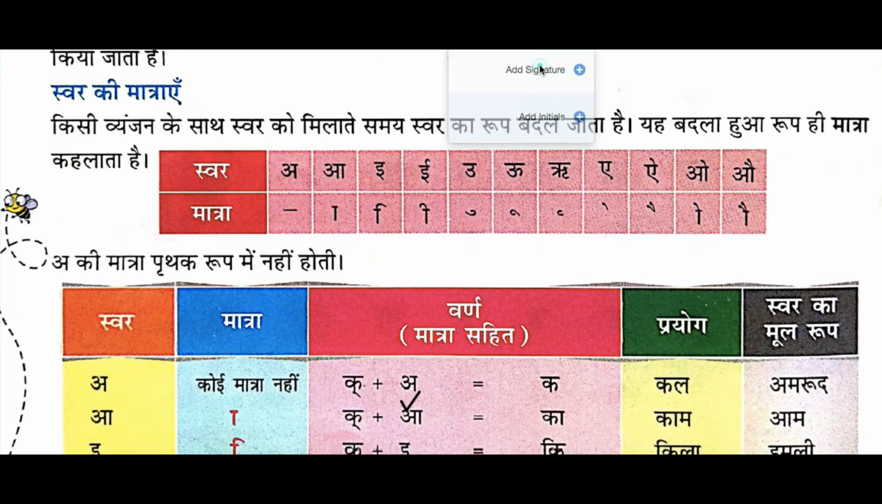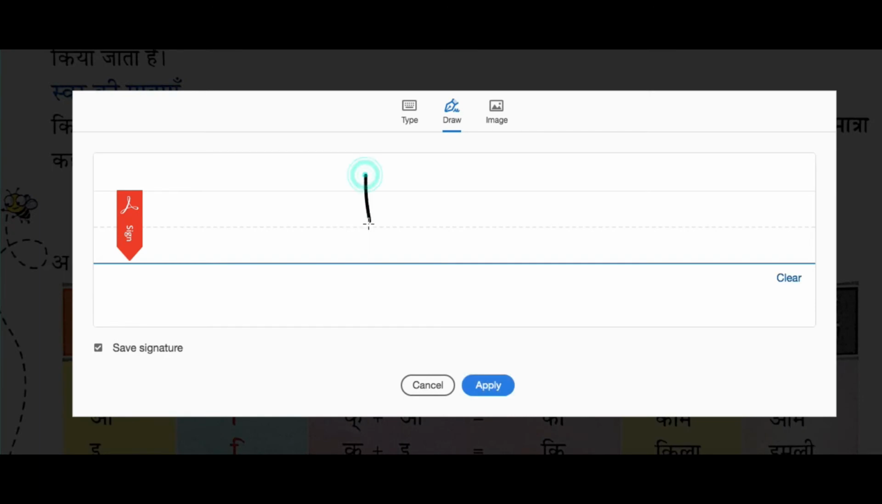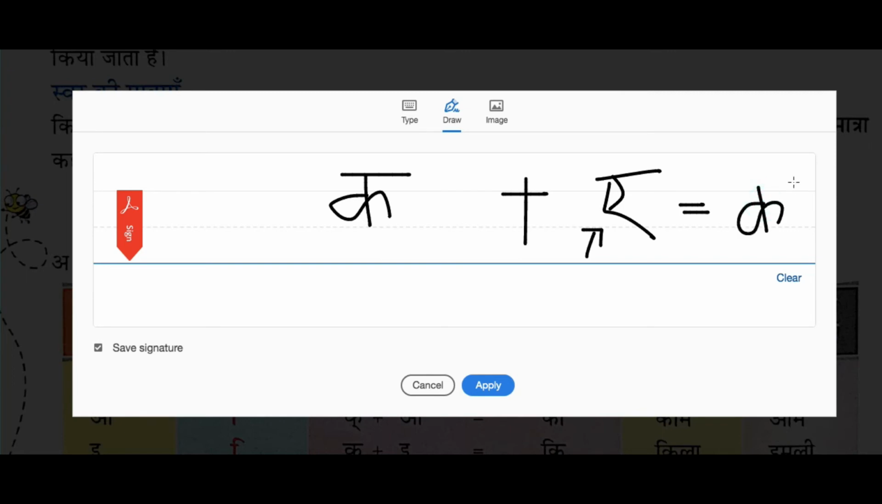For example, this is k. Okay, this is व्यंजन. Now this is swar A. But if you combine these together, the form of this swar A will be changed. You can't write it like this.